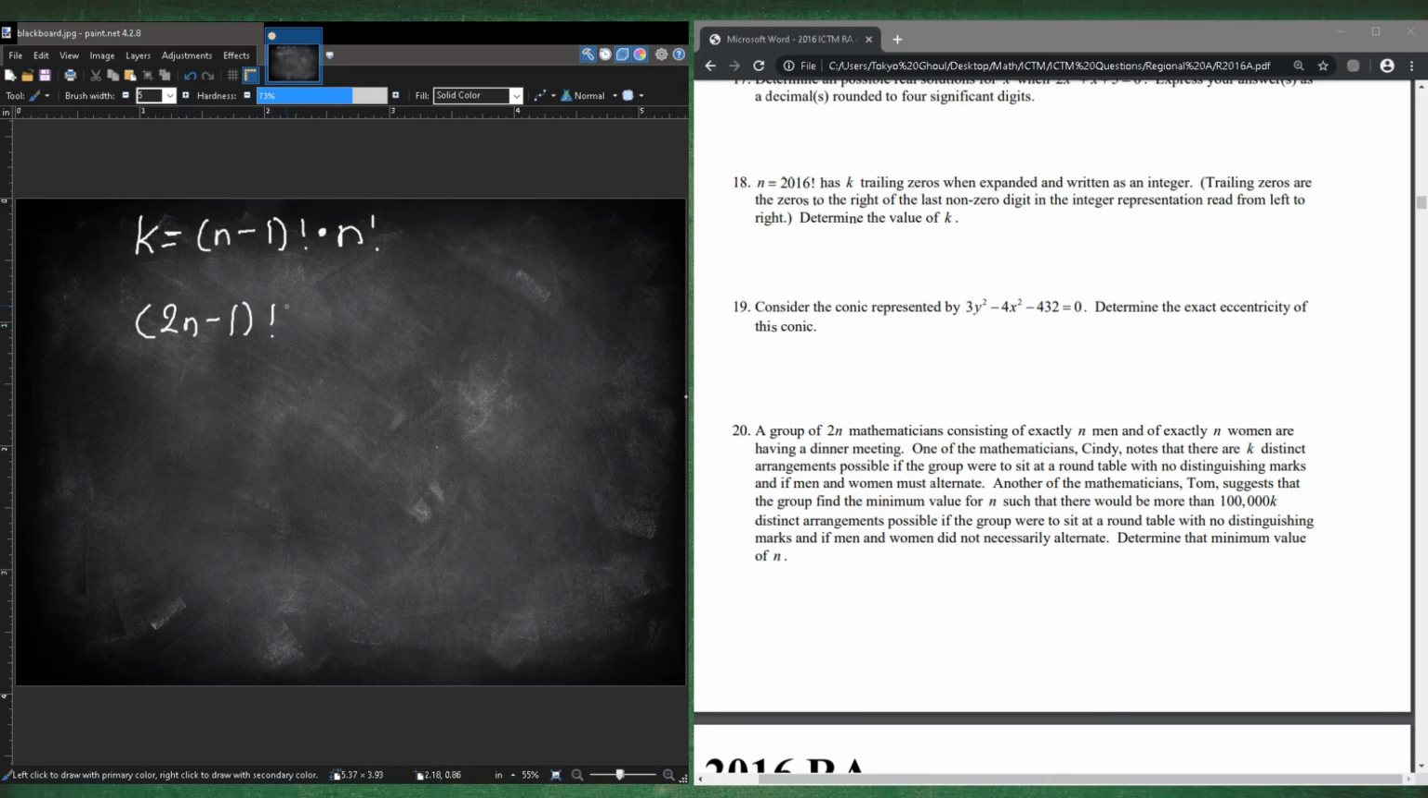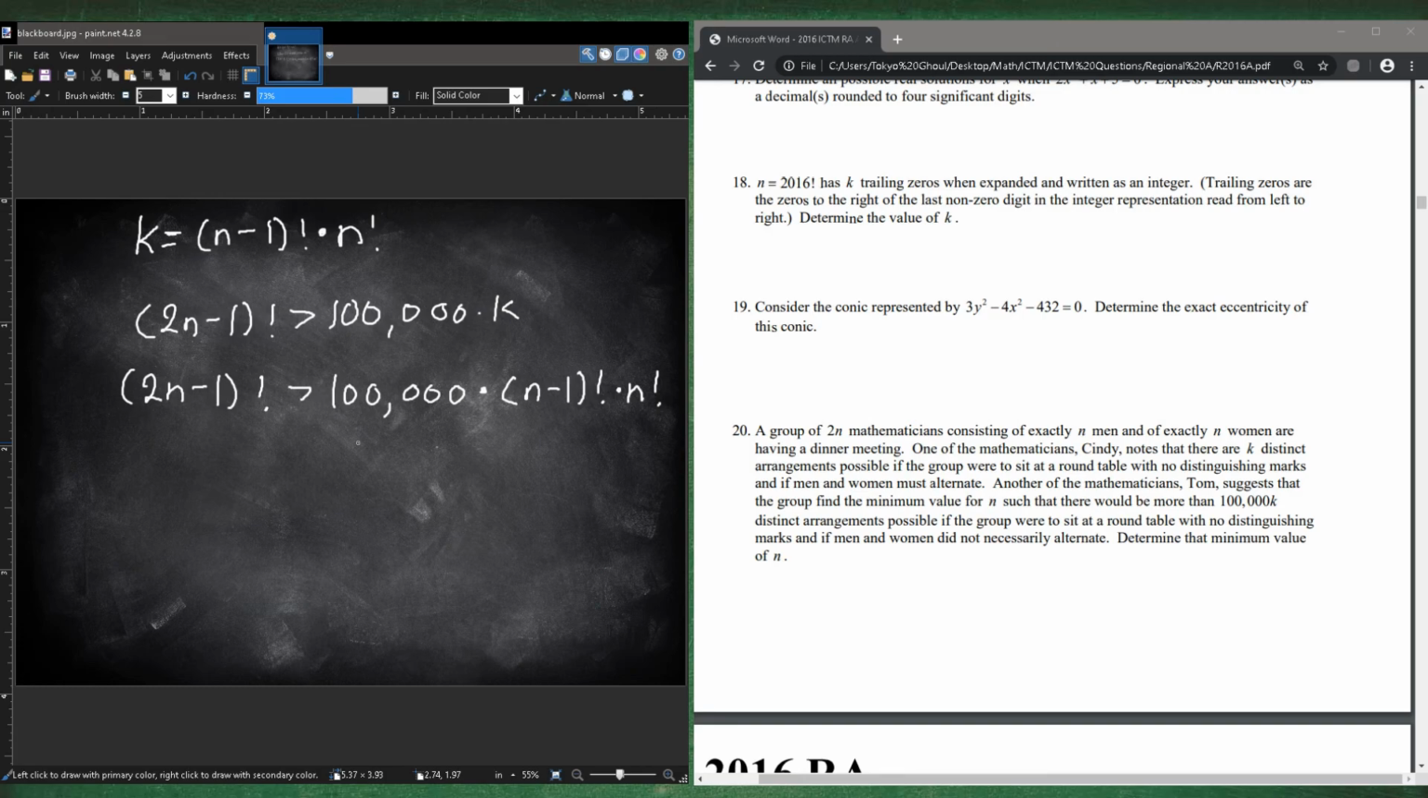So that amount of combinations has to be more than 100,000 times k. So it's greater than 100,000 times k. And we already know what k is. K is this. So 2n minus 1 factorial is greater than 100,000 times n minus 1 factorial times n factorial, right? If you want to solve this algebraically, it's going to take a little while. So I'm just going to use a calculator and spam numbers.